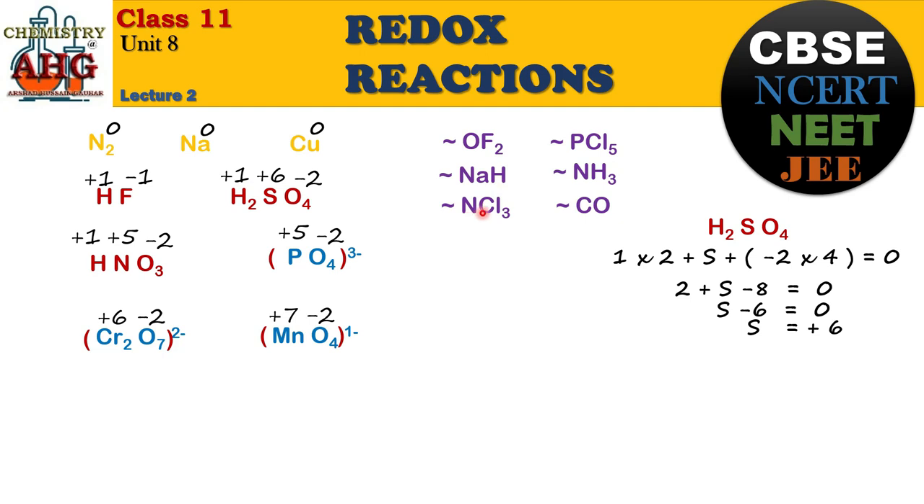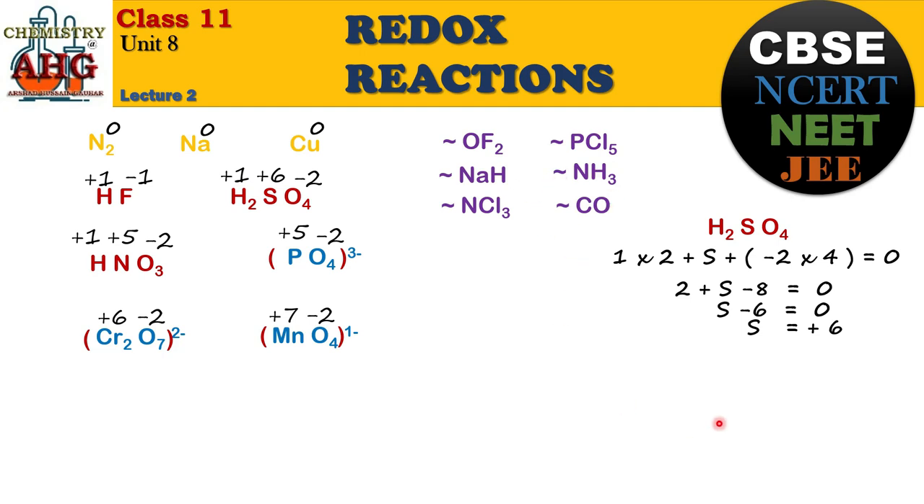So chlorine is positive, nitrogen is negative. Chlorine is +1 because it belongs to group 7, and there are 3 chlorine, so the total charge is +3. So what should the nitrogen be? Negative 3. In carbon monoxide, oxygen is negative because it is more electronegative, oxygen is -2. So what should carbon be? It should be +2.